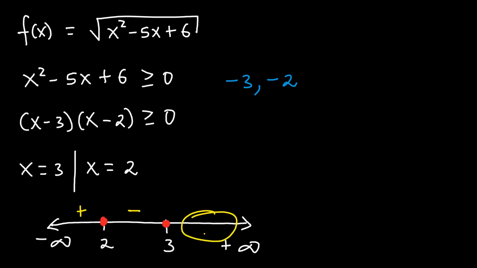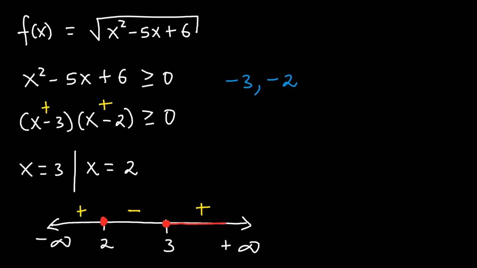And then for the third region, we need to put in a number between 3 and positive infinity. Let's say we put in 4. 4 minus 3 will be positive 1, so this is positive. And then 4 minus 2 will also be positive. And so the last region is positive. So we shall take this region and this.